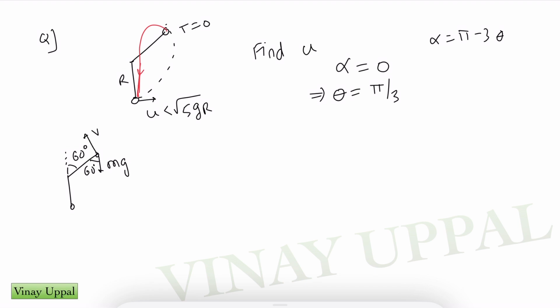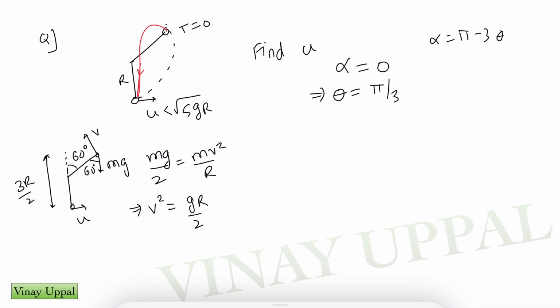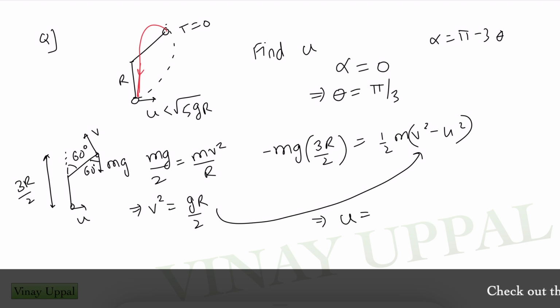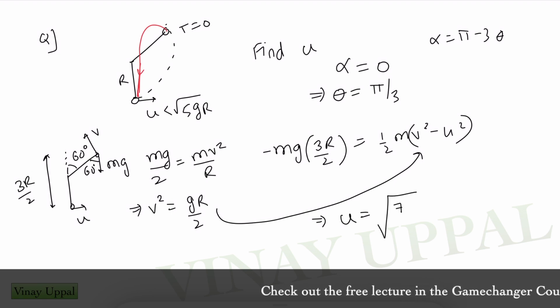Now it's very straightforward. I can just write mg cos 60, so mg by 2 is mv squared by r. So I get the speed as square root of gr by 2. And now it's just either work energy theorem or energy conservation. So the particle is going up to a height of 3r by 2 from the bottom. So work done by gravity would be minus mg into 3r by 2, which should be equal to change in kinetic energy. So just substitute v squared here, and you can solve for u, which will come out to be root 7 gr by 2.